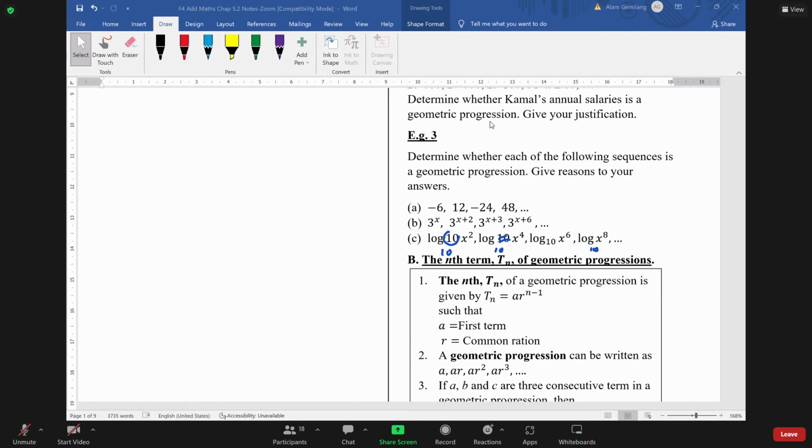Okay, B, yes or no, and then if yes, you give me the common ratio.